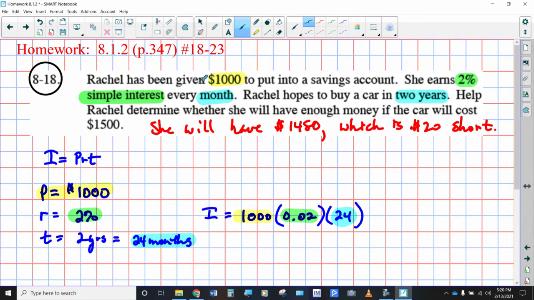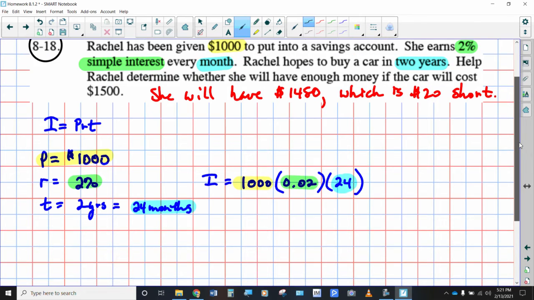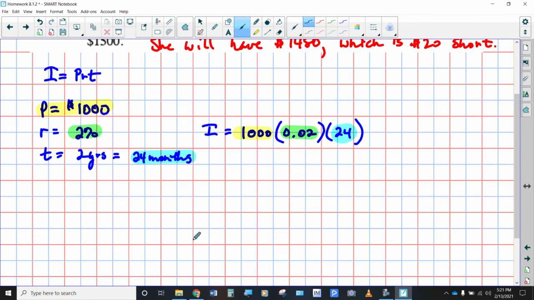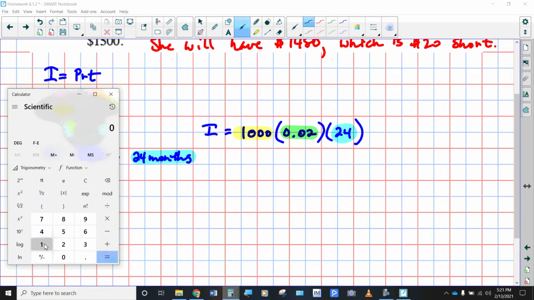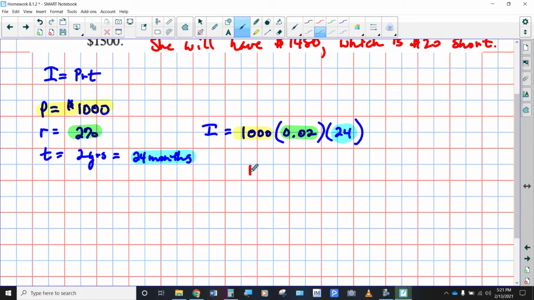So what does it say? Rachel needs to determine whether she will have enough money to buy a car that costs $1,500. So in 2 years, will she have enough money? Will her $1,000 have grown enough to be able to afford this payment? So I'm going to figure out how much she is going to earn per month. So I'm going to take 1,000 and multiply it times 2%. That is $20. That means that she is going to make $20 per month.